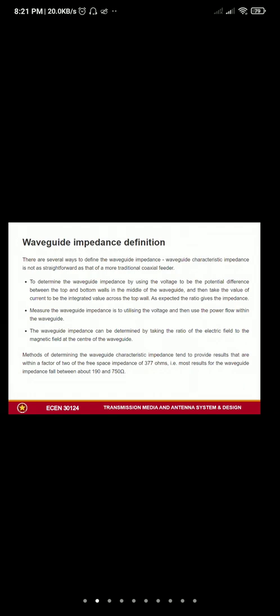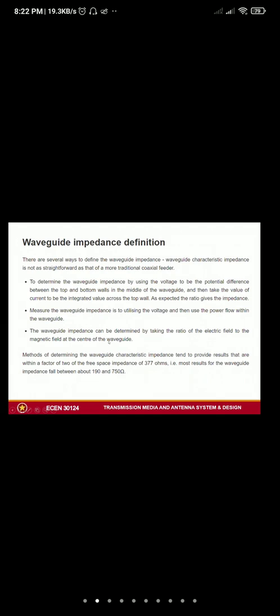So where is this impedance generated? It can be generated by using the voltage as the potential difference between the top and bottom walls in the middle of the waveguide. Then we take the value of the current to be the integrated value across the top wall. When you have voltage and current, the ratio gives us the impedance. So it takes from the wave strength, not from the physical properties of the waveguide. The waveguide also utilizes the voltage and the power flow within the waveguide. If you have voltage and power, you also have an equation giving us the impedance.